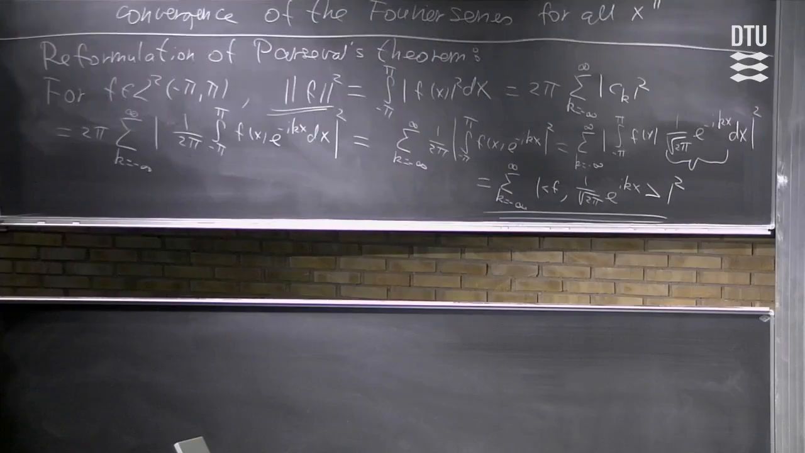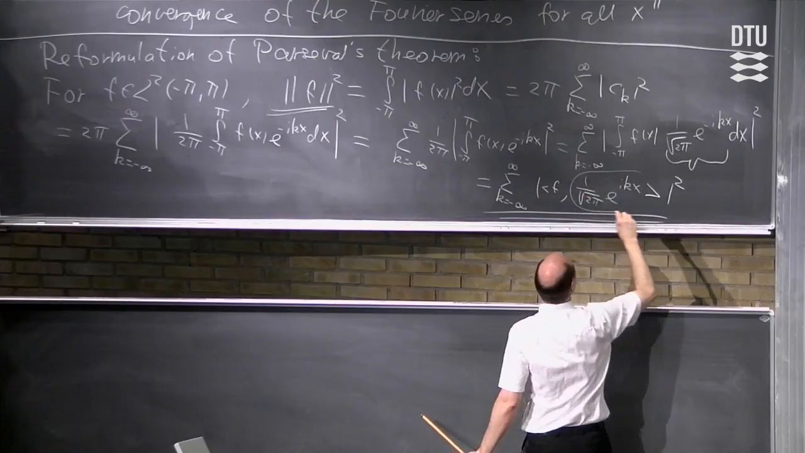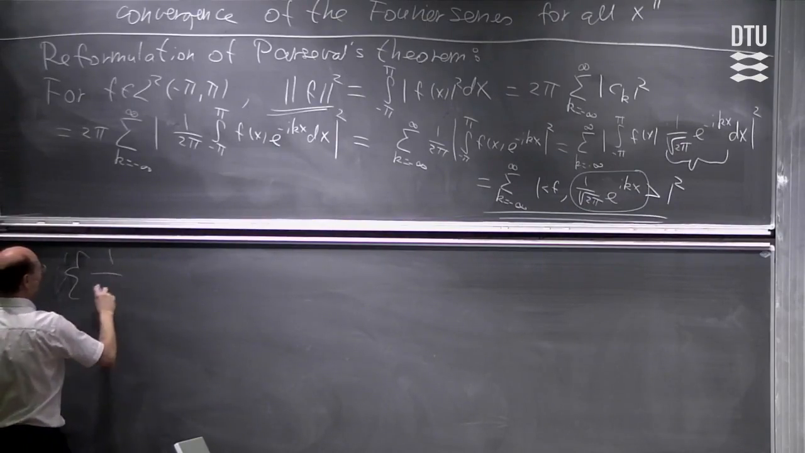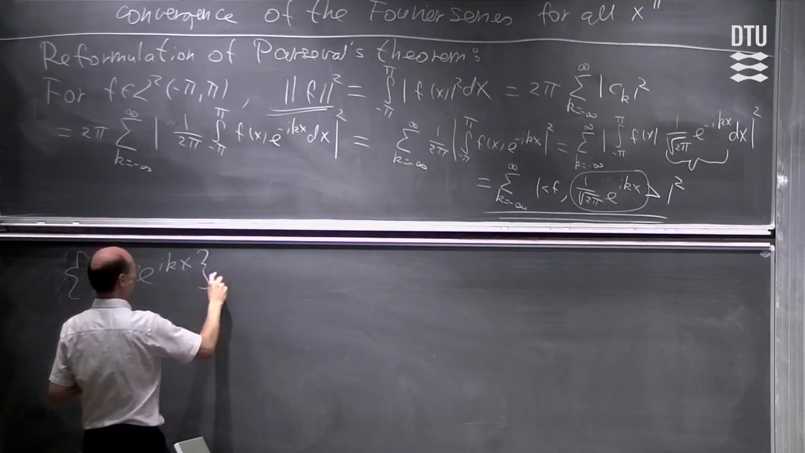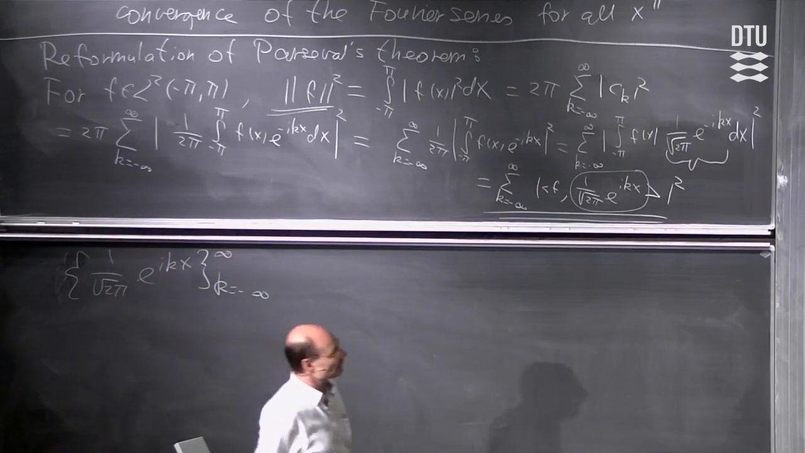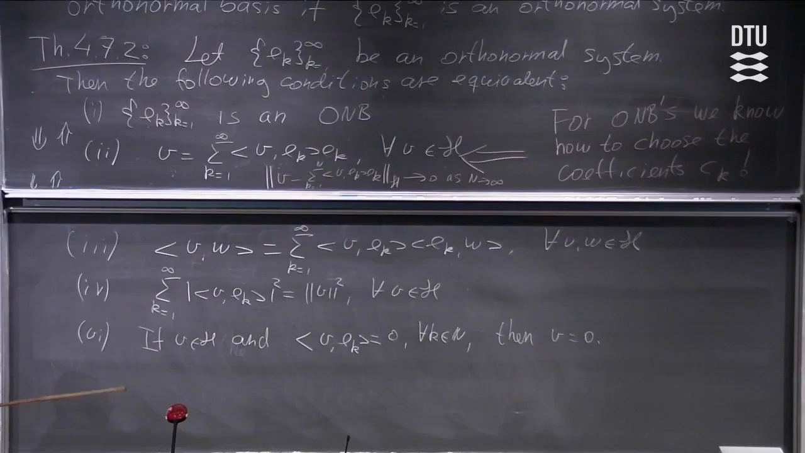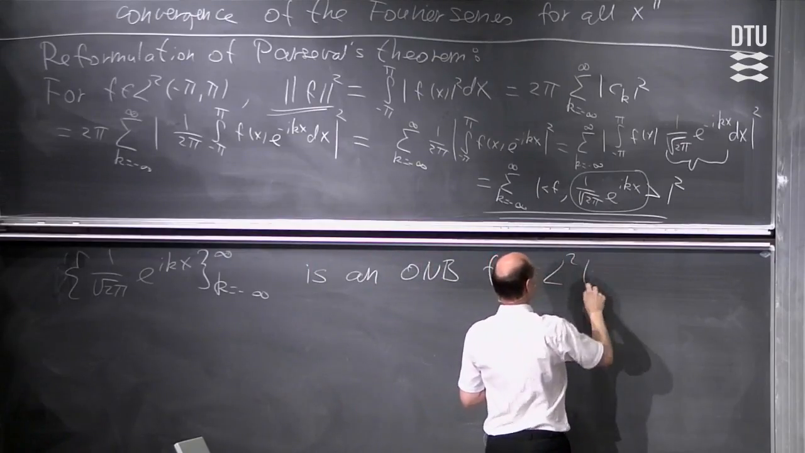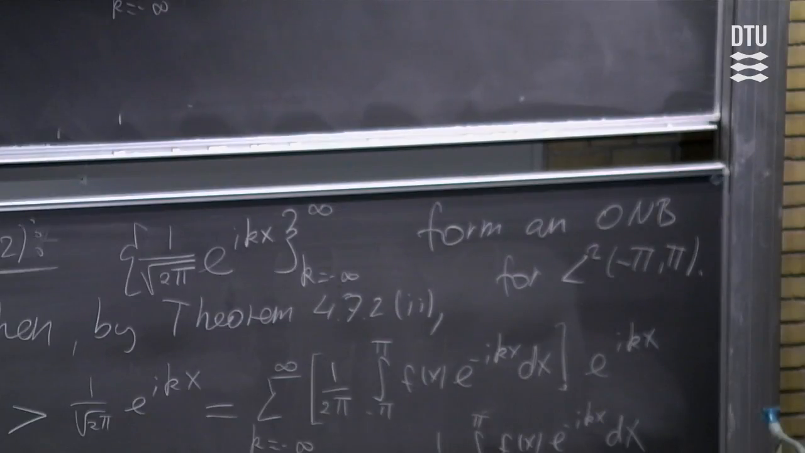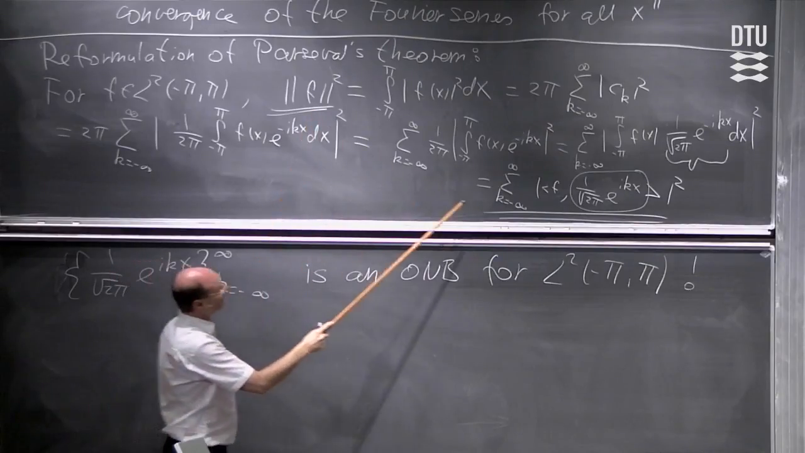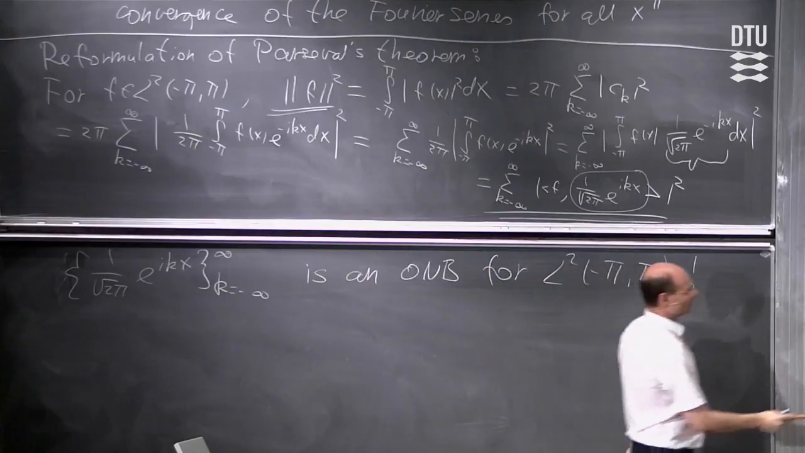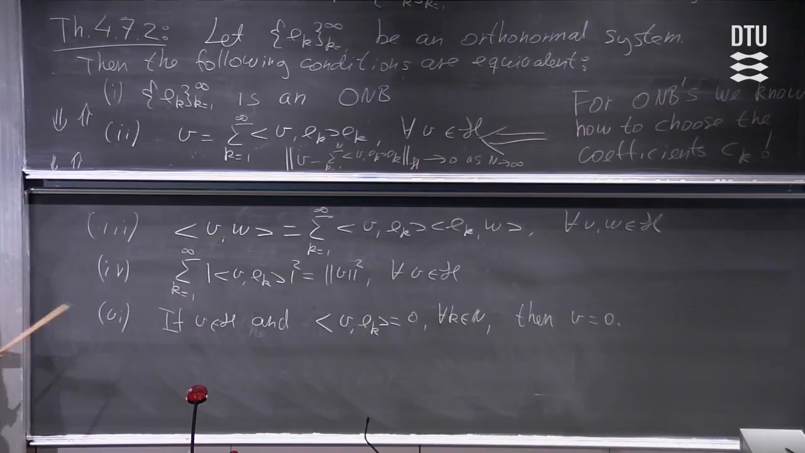I think I should mark it with another color. So what we had was, here I can write again, 1 divided by square root 2 pi e to the ikx, k from minus infinity to infinity. What we saw over here is that this family is an orthonormal basis for L2 minus pi to pi. So this means that the statement we have here, that the norm of f to the power 2 is equal to the sum of absolute value to the power 2 of the inner product between f and these elements, is exactly equivalent to being an orthonormal basis. So this is an orthonormal basis for L2 minus pi to pi.